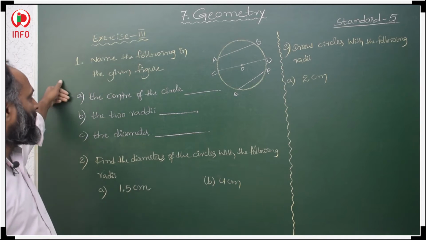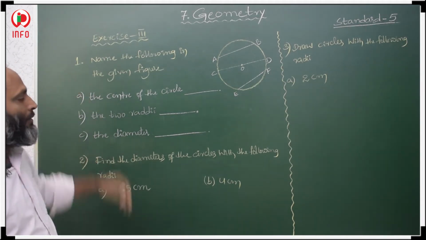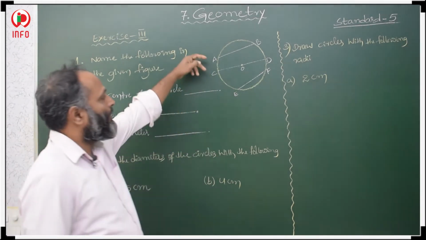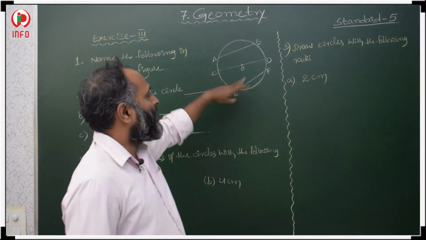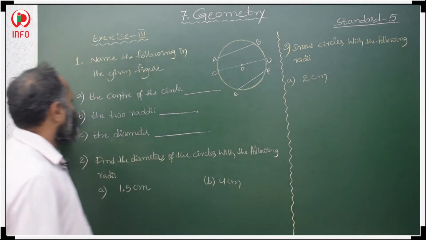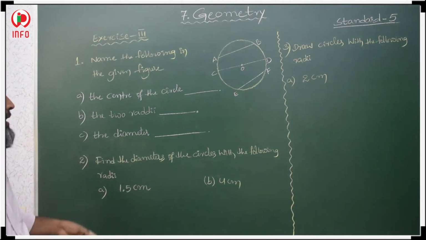In exercise third, name the following in the given figure. So, in the figure A, B, C, D, E, F are given. Here some questions are based on that, and we have to write the answers.